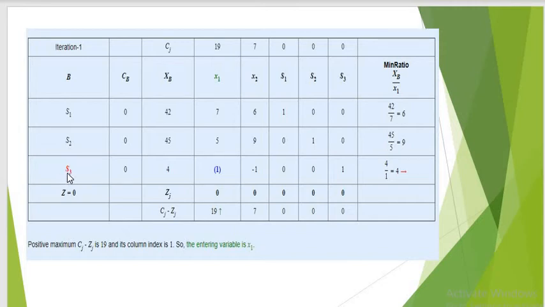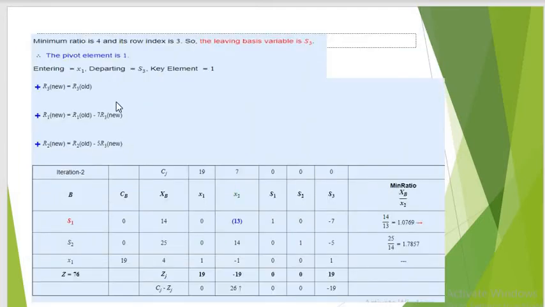And look at the leaving row and entering column. The intersection is known as the pivot element. Here the pivot element is 1. Next we have to form the next table, that is iteration 2. To form the table, look at the pivot element. If the pivot element is 1, try to make other elements in that column 0.